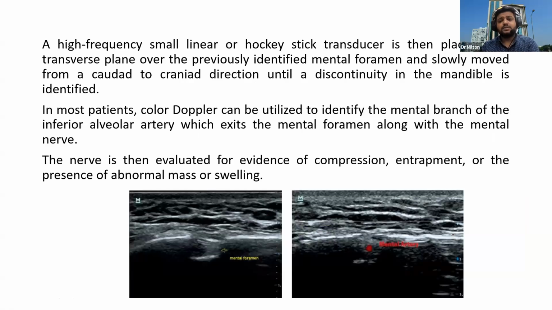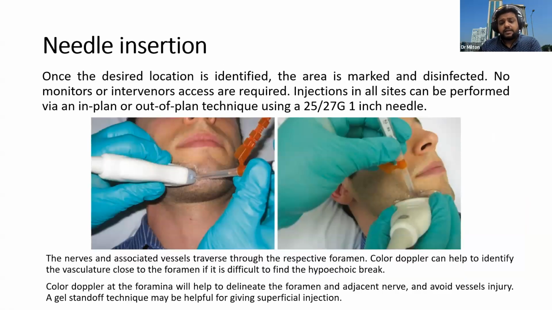Okay, so the same thing here, and you can give the in-plane approach with the help of the gel standoff technique. You can also go for out-of-plane, but it is better to use in-plane. If you have a hockey stick ultrasound probe, it is so light, and you can handle this probe very gently, because the area is very superficial and there is a curvature. So if a hockey stick probe is available, that is better for intervention.